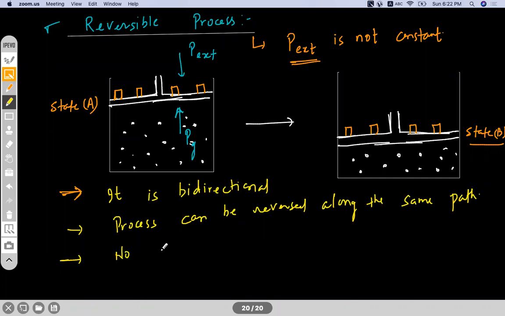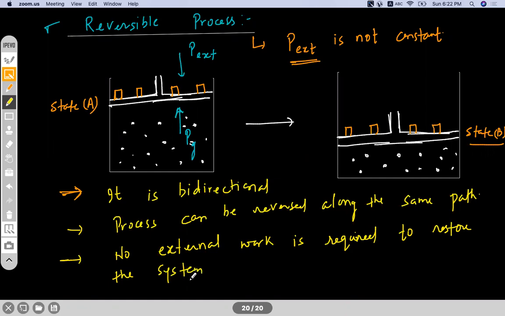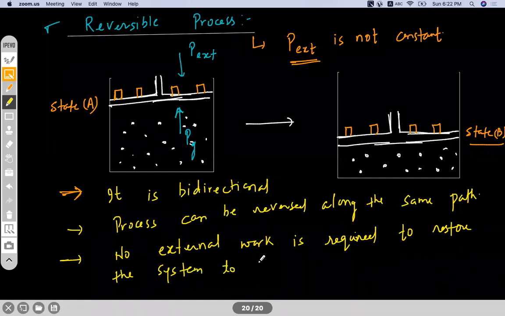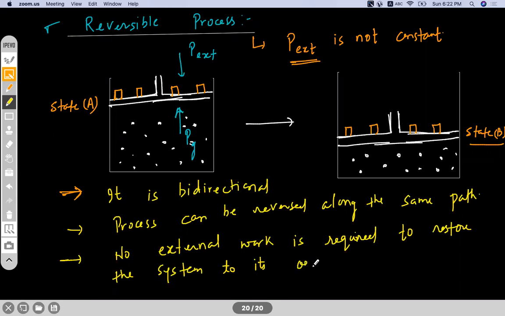Third one. No external work is required to restore the system to its original position. Just you need to remove this, nothing much you need to do.